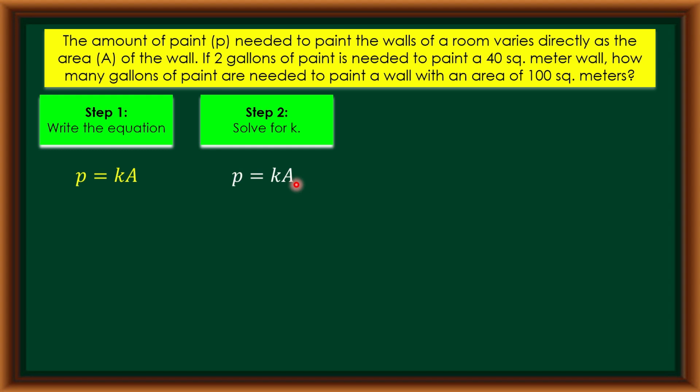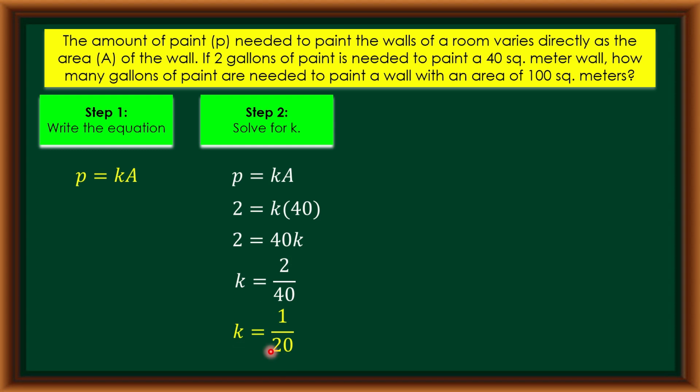So we have 2 is equal to k times 40, which is the same as 2 is equal to 40 times k. So we know that to isolate k here, we need to divide both sides by 40. Therefore, we have k is equal to 2 over 40. And 2 over 40 is equal to 1 over 20. And that is the value of our k.